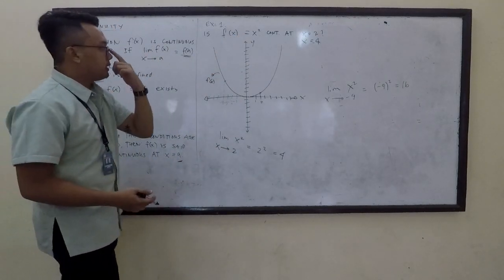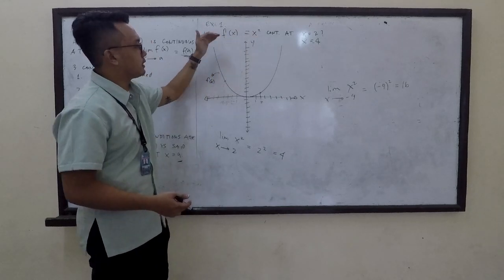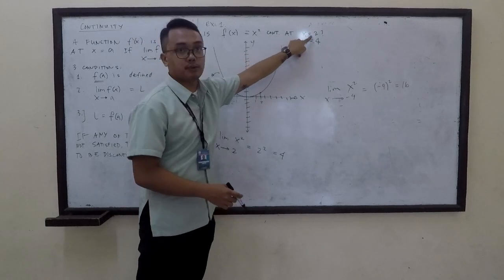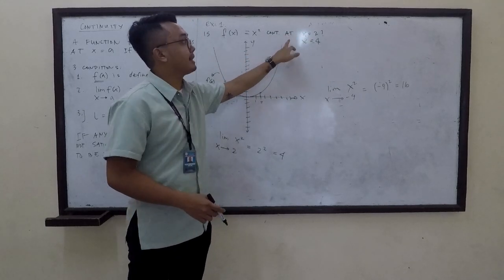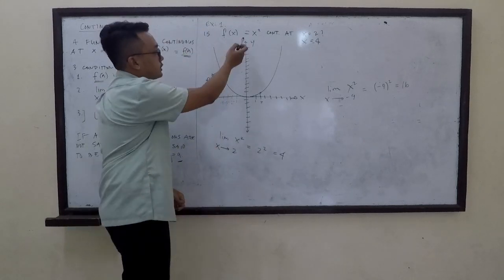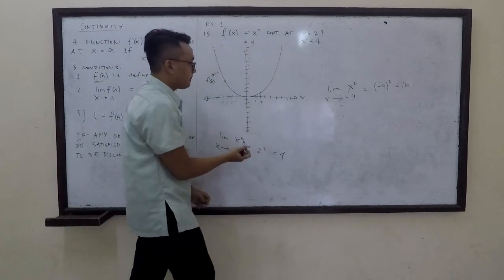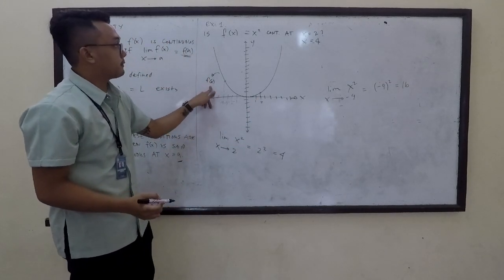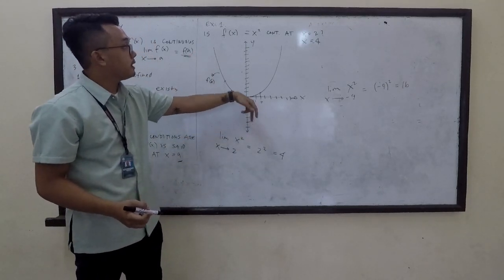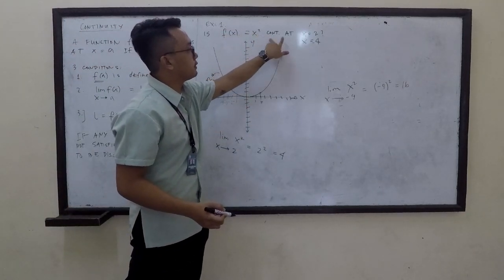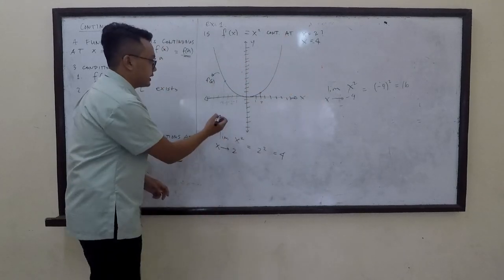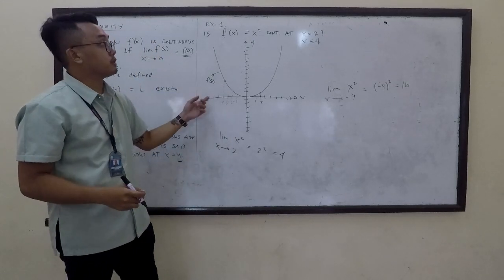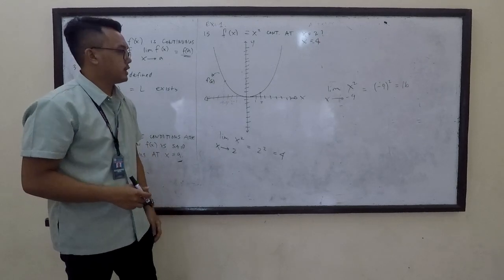Okay, so let's recall. x squared is easy to draw because it is a common function. A parabola, then x is equal to 2. Is the function x squared continuous at x equals 2? This is 2, so therefore it hits the line of the function. Therefore it is continuous at x equals 2. Then also, is x squared continuous at x equals negative 4? This is x, which is negative 4, and it hits the line. So it is also continuous at negative 4.